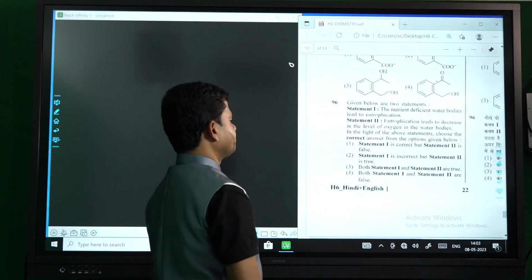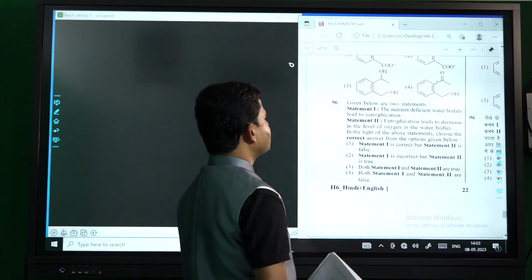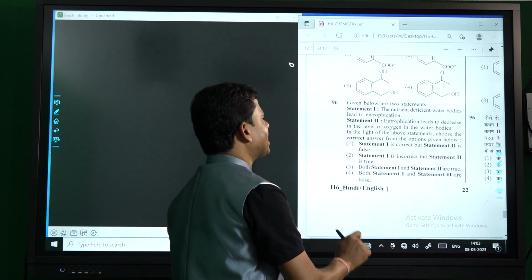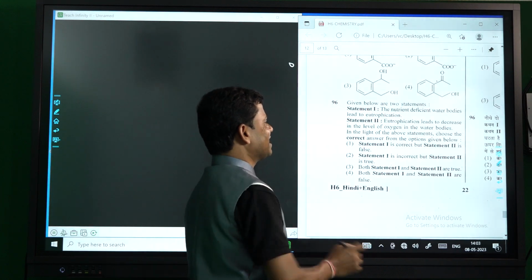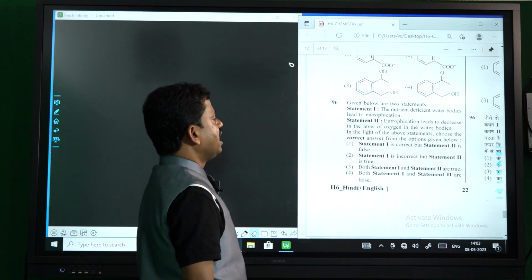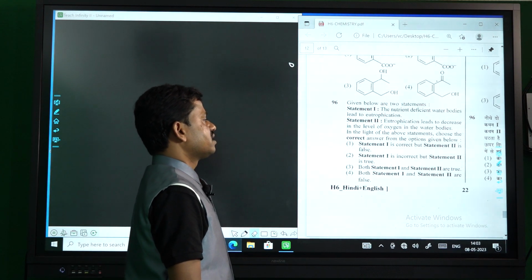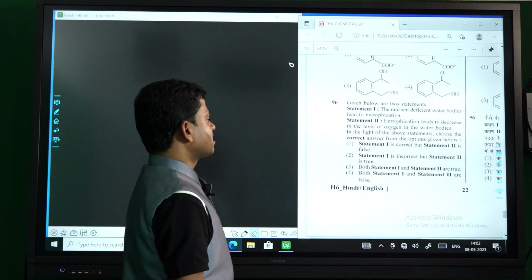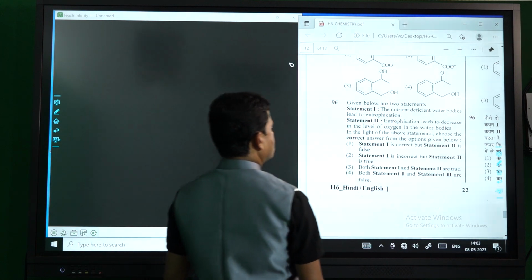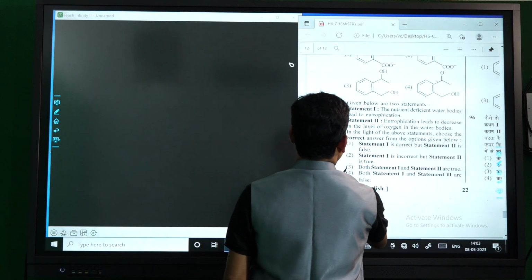Question number 96. The nutrient deficient water bodies lead to eutrophication. No, dear students, the nutrient enriched water bodies lead to eutrophication. So statement 1 is incorrect, and eutrophication leads to a decrease in the level of oxygen in the water bodies. Yes, that statement is correct. So statement 1 is incorrect, but statement 2 is true. So option 2 is correct.